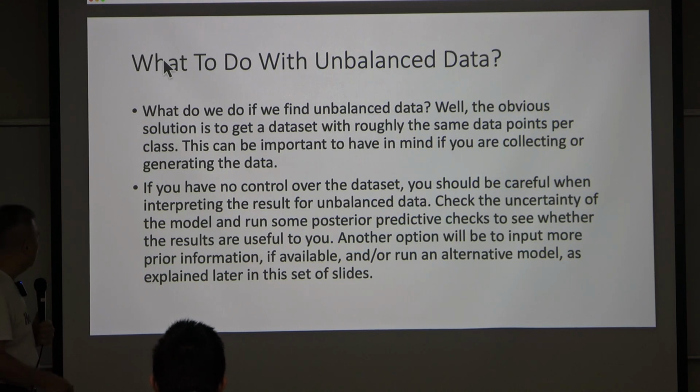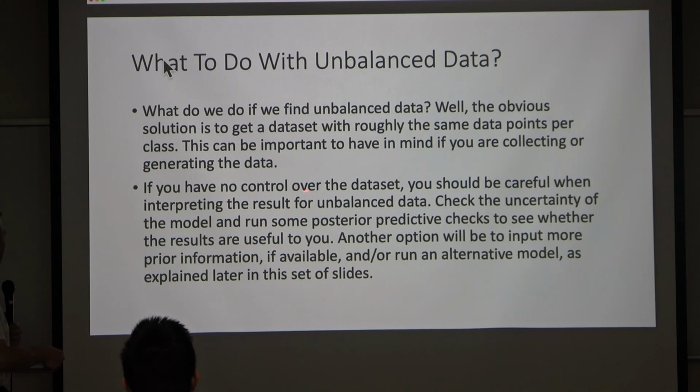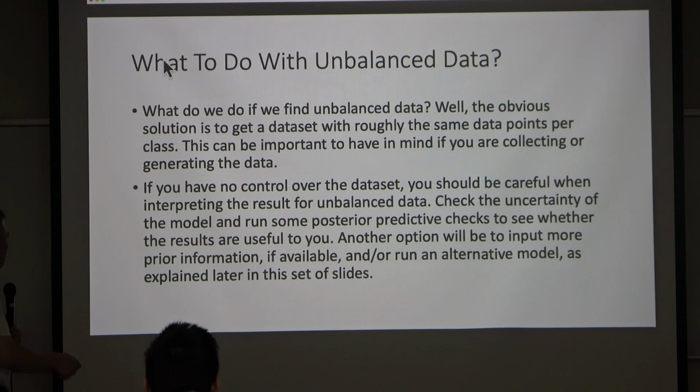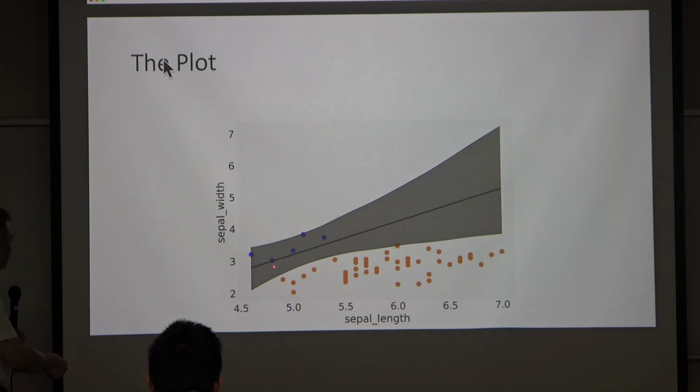But unfortunately, if you have no control over the data collection, then you need to be careful when you interpret the result of this analysis. You have to check the uncertainty of the model and run some posterior predictive checks. We have done that many times, but this becomes especially important when the data set is unbalanced, because the result may not be correct. The boundary will lean toward the minority class, and when it leans too much, it's not going to give you a very good analysis result.